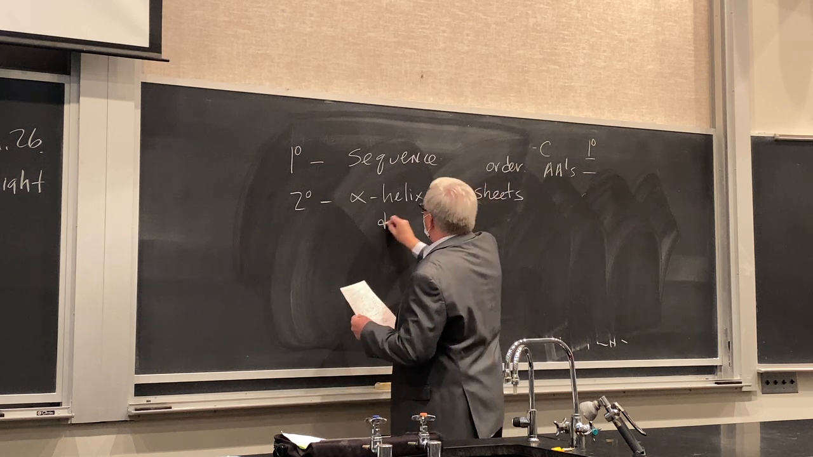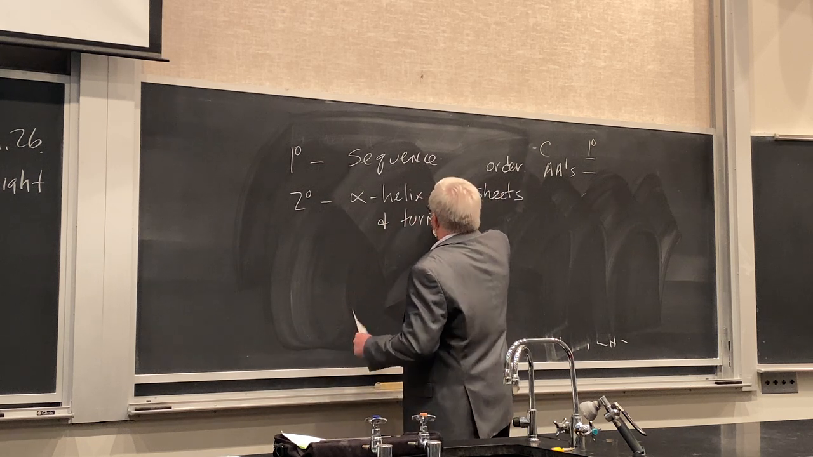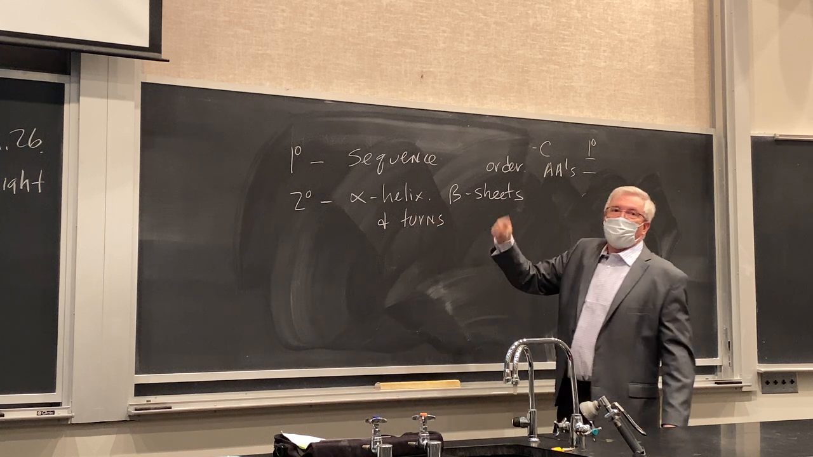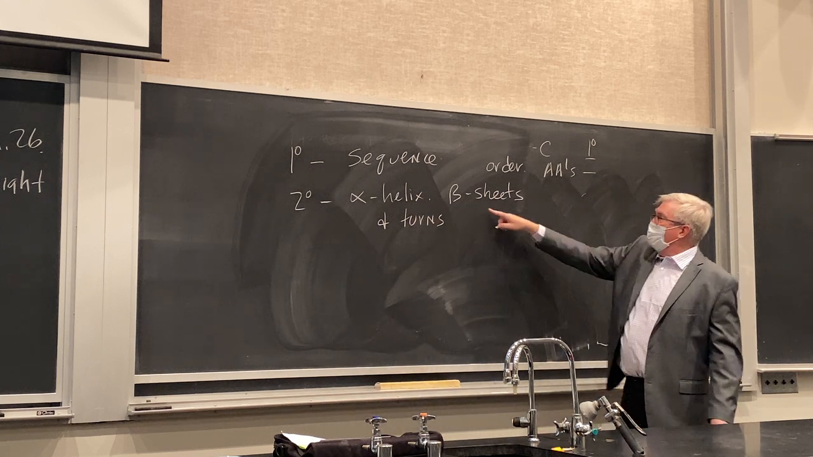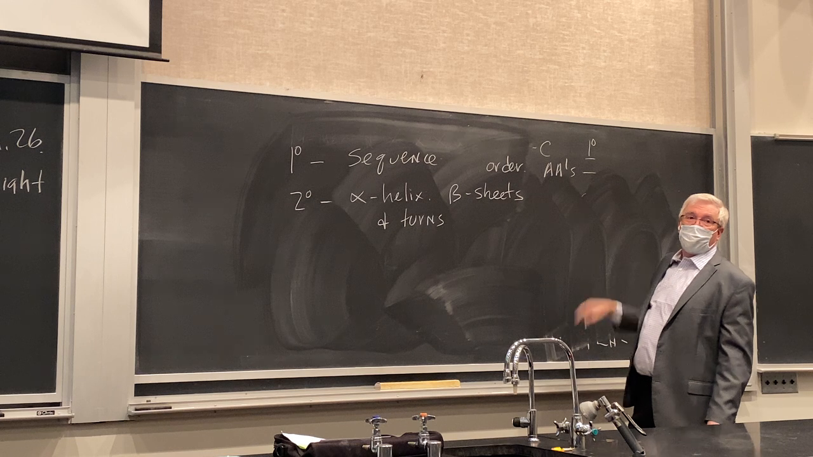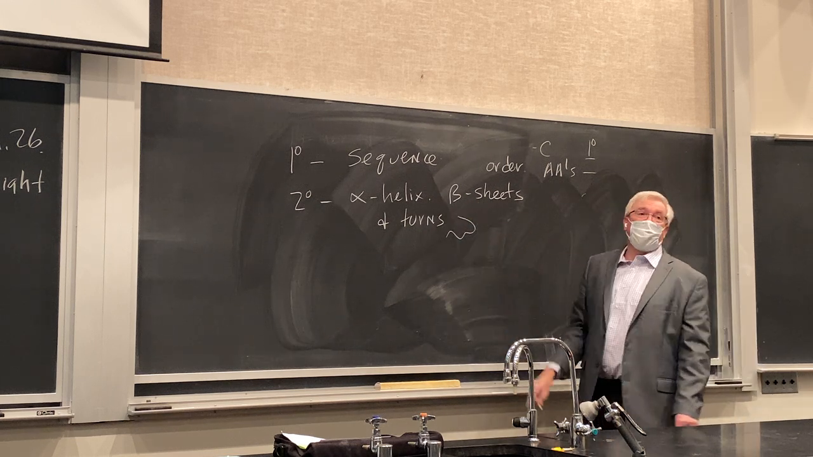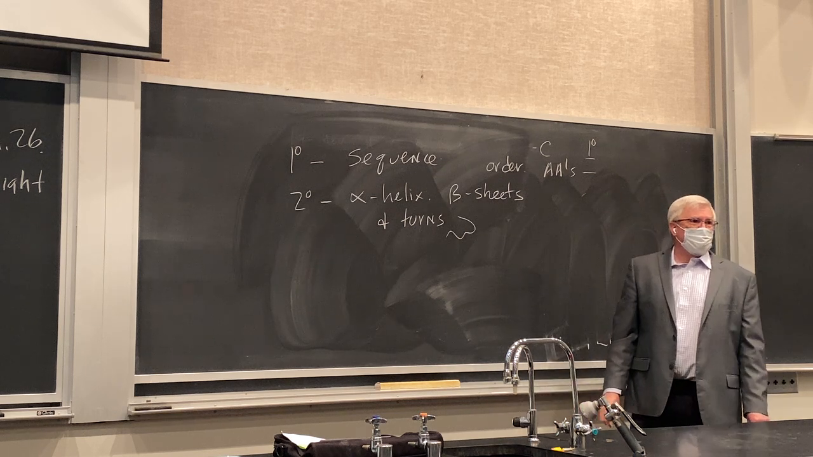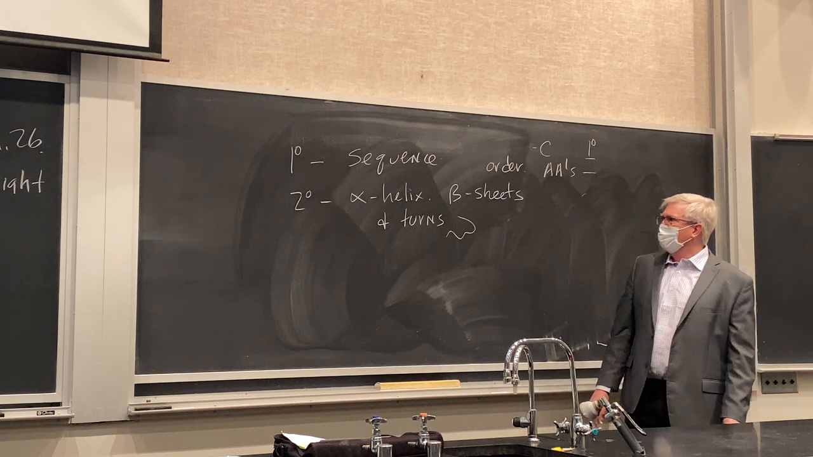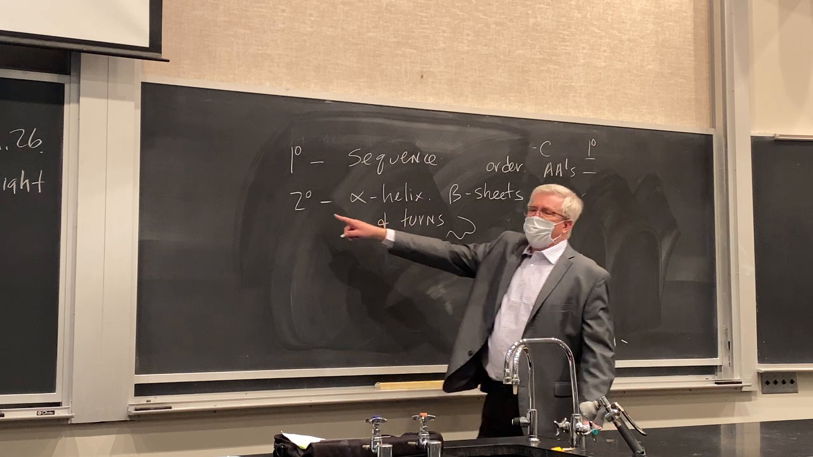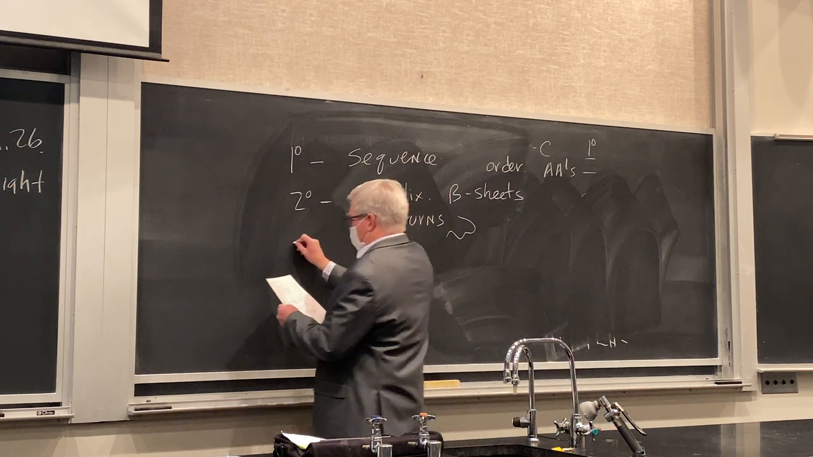And the turns, we should say. Now, the alpha helices are well defined. They're the coil type structures. And then the beta sheets are the extended zigzag type structures. The turns are kind of loop regions, and they're kind of undefined. They have a lot of conformational freedom, even in the folded up protein. But they're part of these secondary domain type structures.